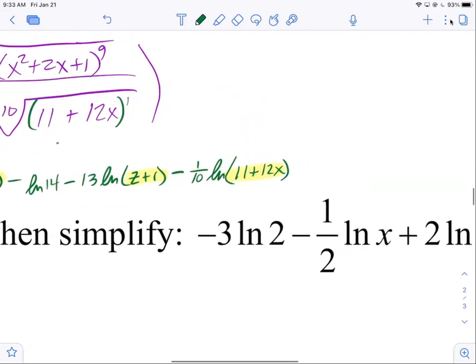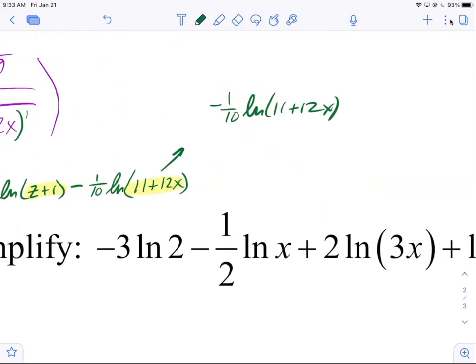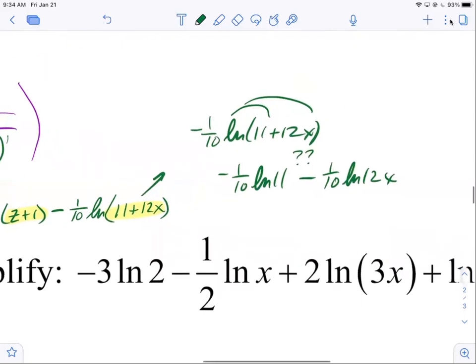Thank you. Now, let's take a look at this right here. I want to see if there's anything else we can do. Can I distribute this inside there and call it negative 1/10 natural log of 11 minus 1/10 natural log of 12x? In other words, is the natural log of a plus b equal to the natural log of a plus the natural log of b?